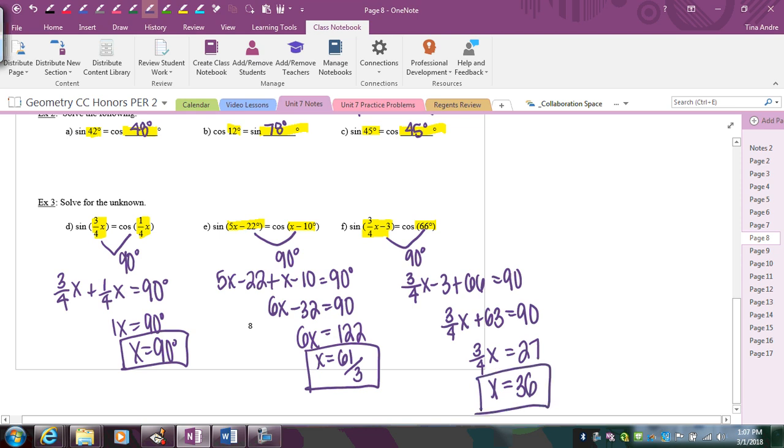So there you have it with your new rule, or new theorem here, that sine and cosine are equal whenever the angles are complementary. So sine and cosine of complementary angles are equal to each other. So write your key ideas down and do your check your understanding problems, and we will talk about those in class tomorrow.